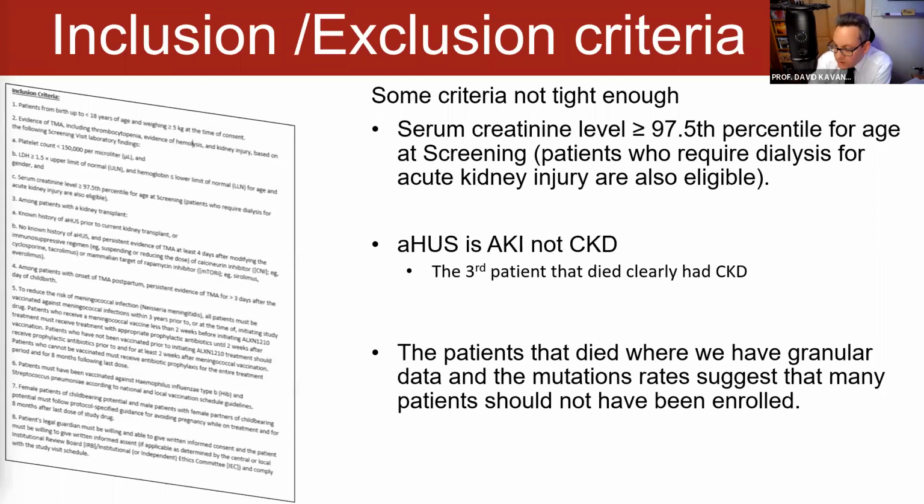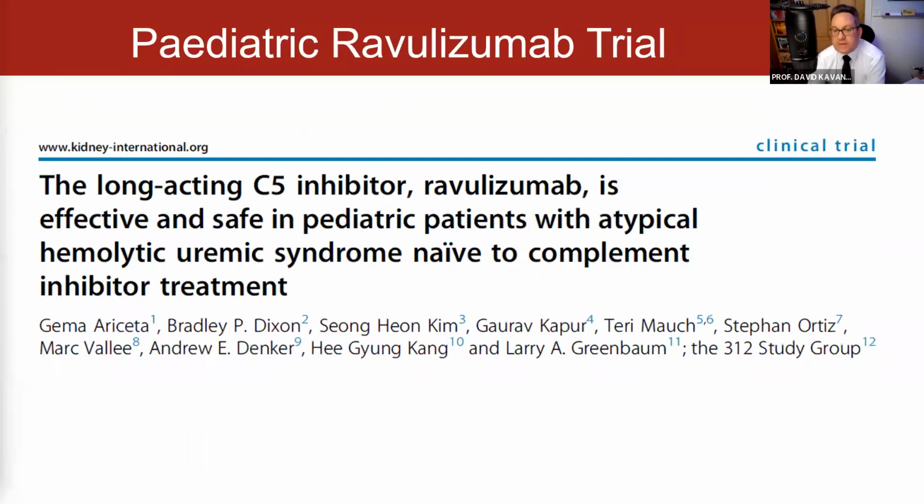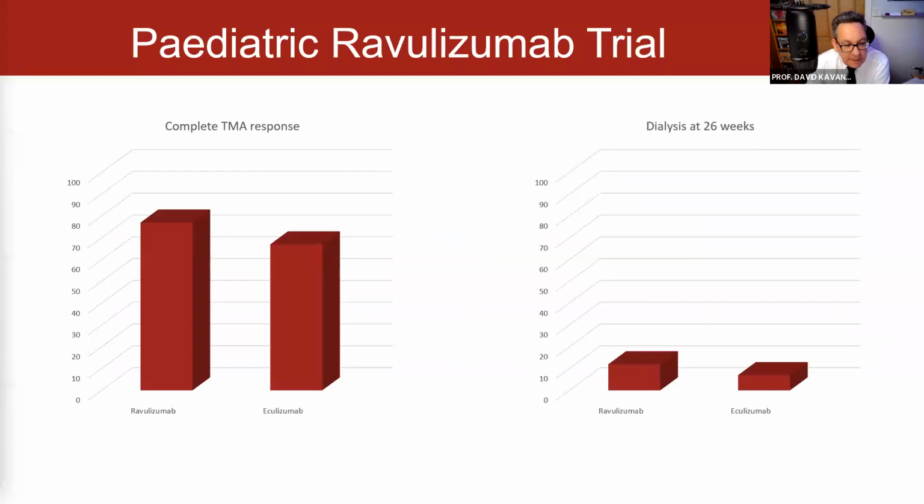So what I would say about the differences is it's clear that when you look at the granular data, we can see in the mutation rates, there were patients in this trial that probably did not have atypical aHUS, which probably explains the differences in death rate and outcome. Now, that's because the differential diagnosis in adults is much more complex than in children. If you look at the pediatric ravulizumab trial, the data becomes much clearer.